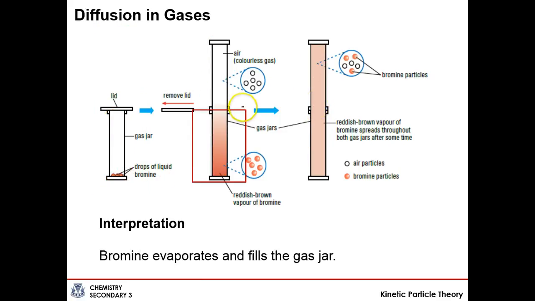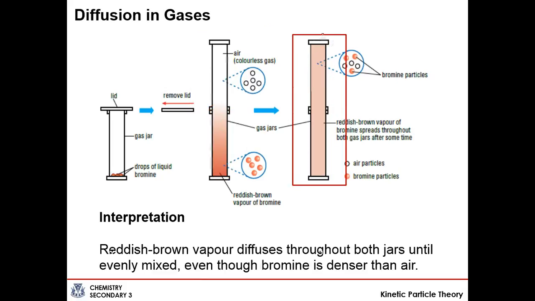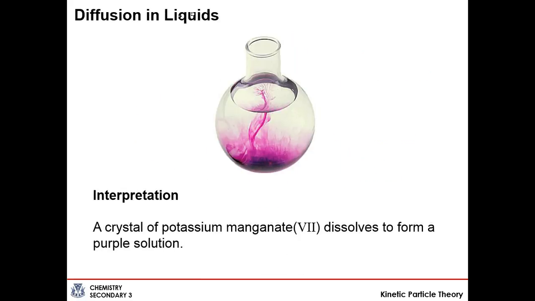So let's go through this step by step. Step 1, it evaporates, it fills the gas jar. So imagine this part doesn't exist first. So it evaporates and it fills the gas jar. And if I were to place an empty jar above, eventually this region, because it is more concentrated, the particles of bromine will also diffuse outwards and it will fill the whole thing eventually. Okay, so eventually it will become evenly mixed throughout these two gas jars.